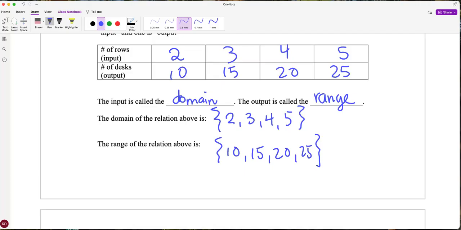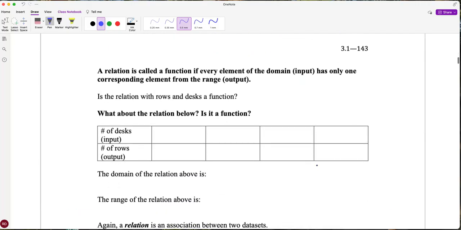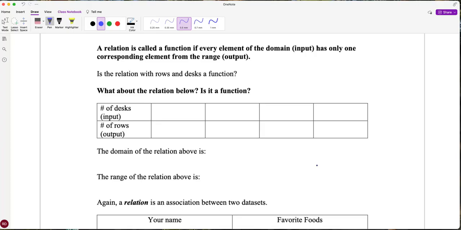So for example, I could have a function or a relation like the number of points you missed on the test and then your score. The input would be how many points you missed and the output would be your score on the test. Now, we get very specific, and you'll see this word all throughout the rest of your math career. A relation is called a function. It's a very specific kind of relation if one thing happens. Every element in the domain, the input, has only one corresponding element from the range. So everything in the domain only gives you one unique answer in the range.